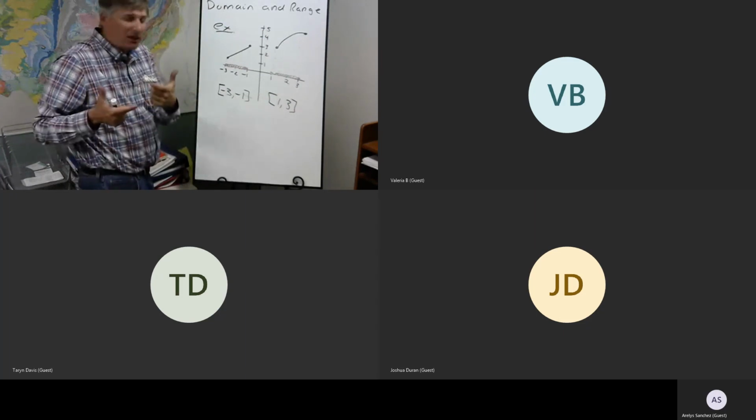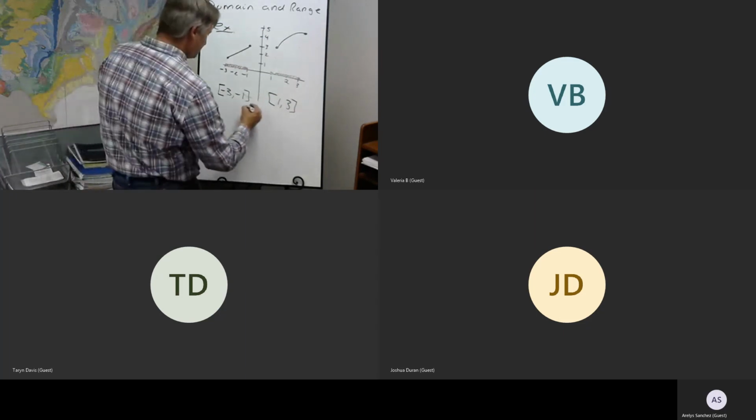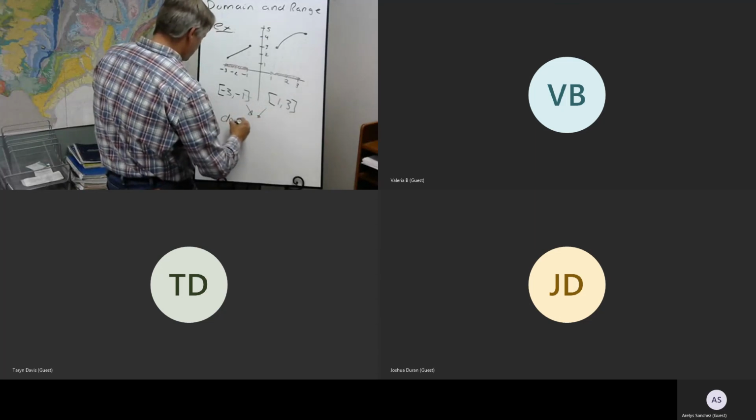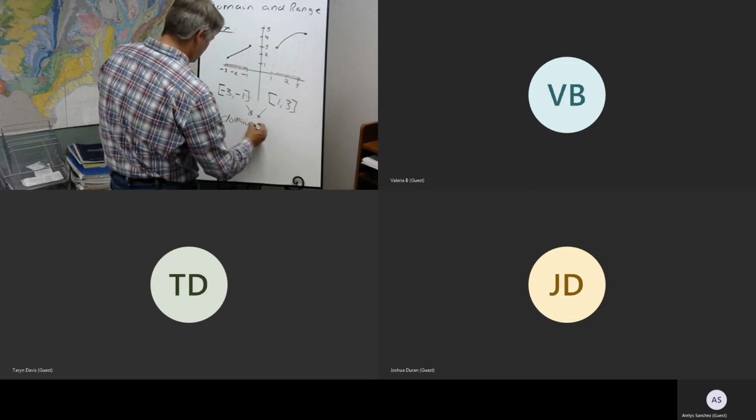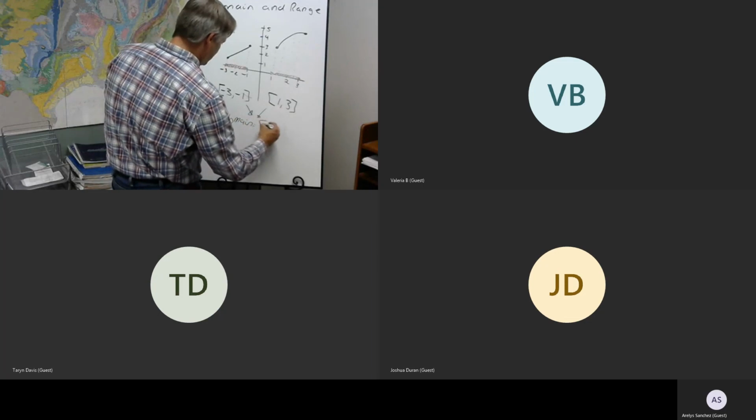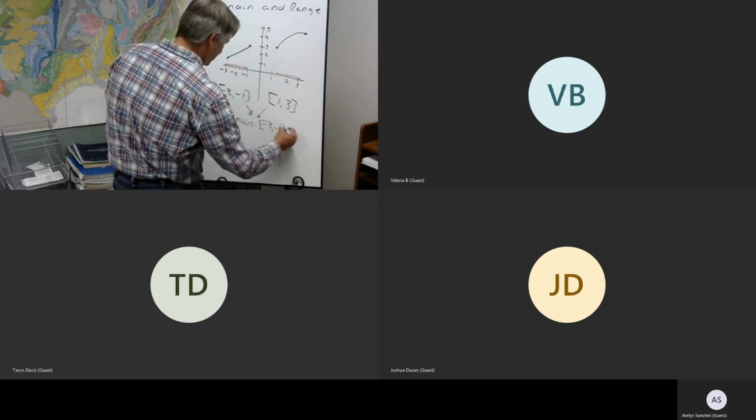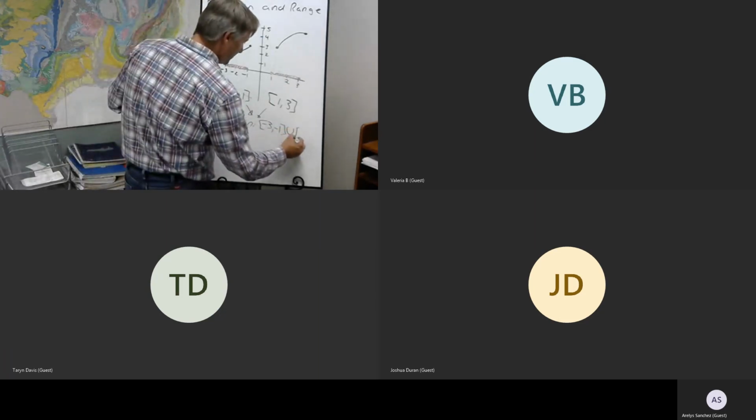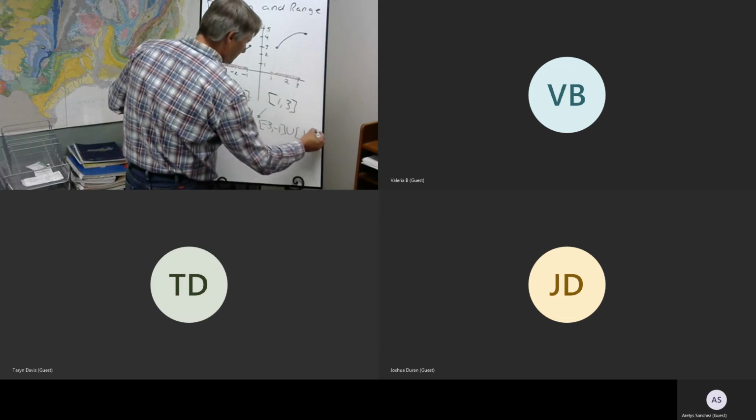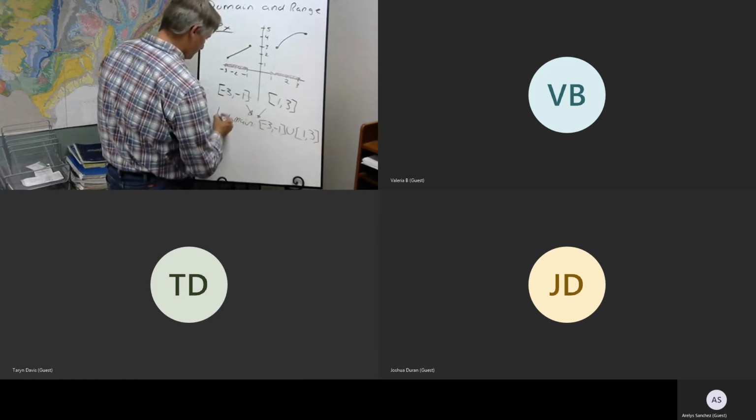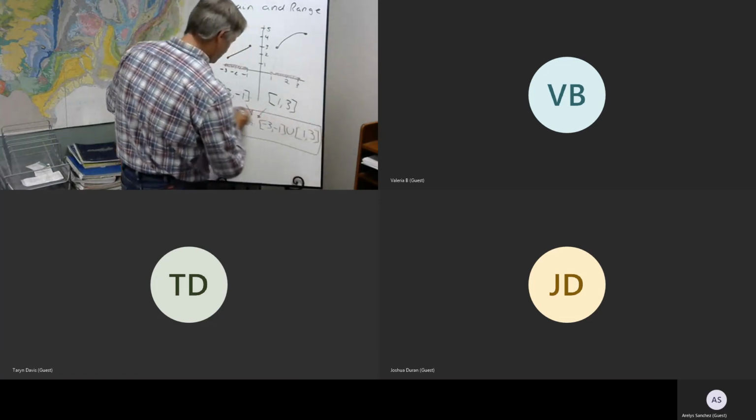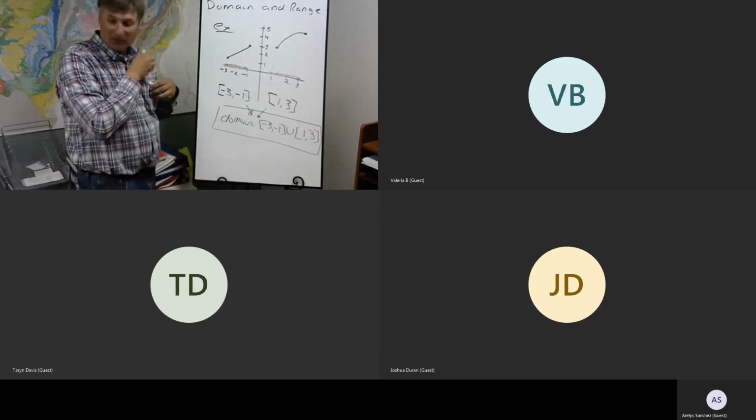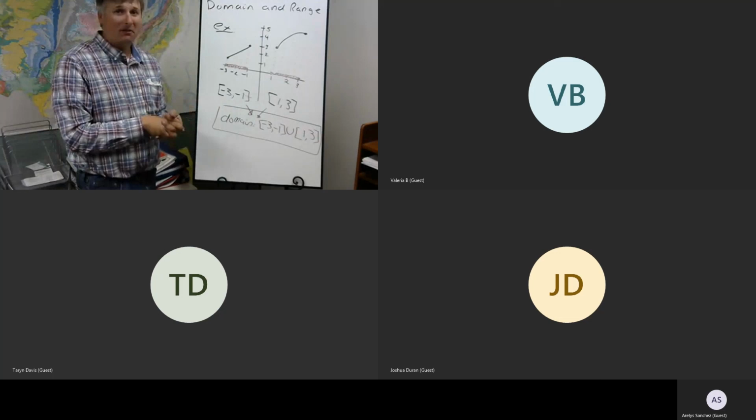Now we have to merge these together. So the way we merge them together, we'll write our domain as -3, -1, and glue to it the rest of the domain, 1 and 3. That's going to be our answer. Questions about that?